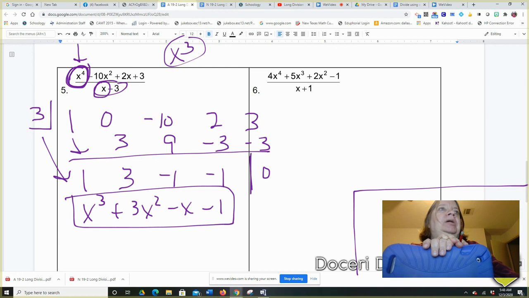Okay? Synthetic division. Put the number in the box. Write down your coefficients, putting in a 0 for missing exponents. Bring down your first coefficient. Multiply and add all the way across. And then write your answer. The last number is the remainder. Start with one exponent less than the highest one in your problem. And you've got it.